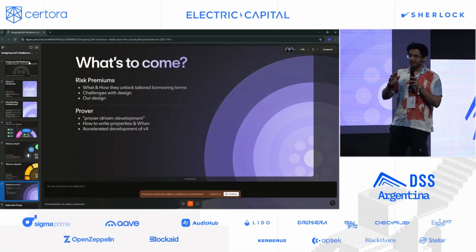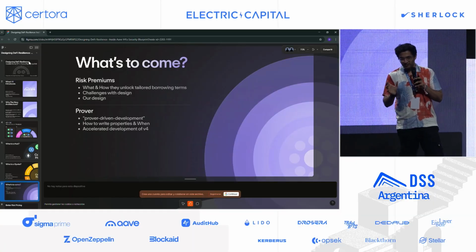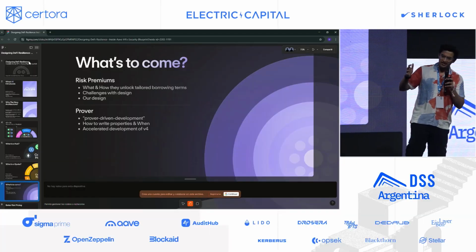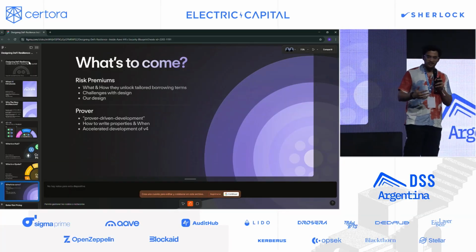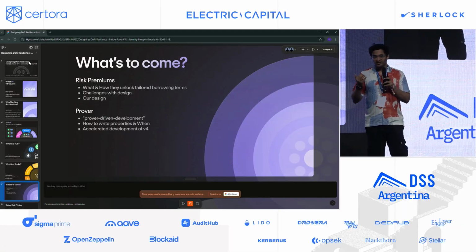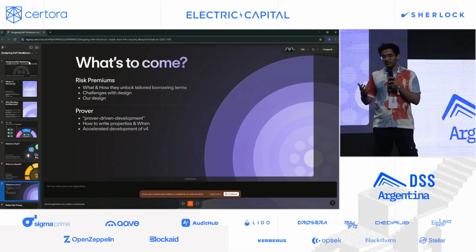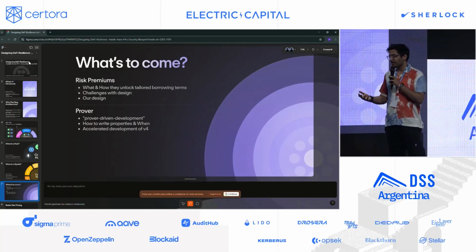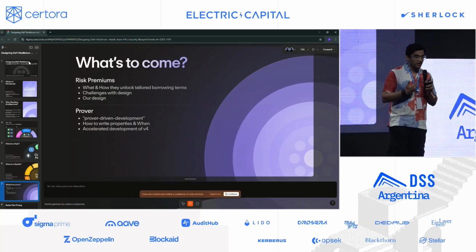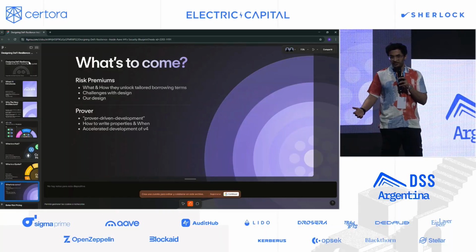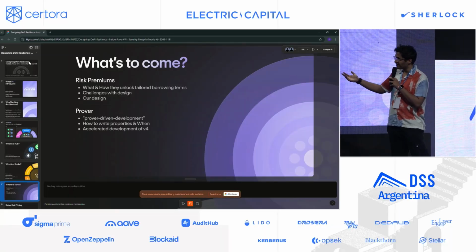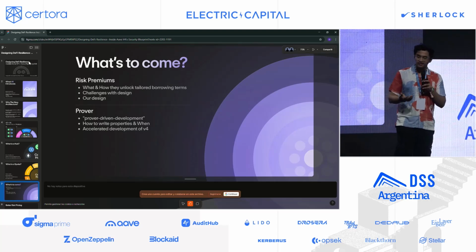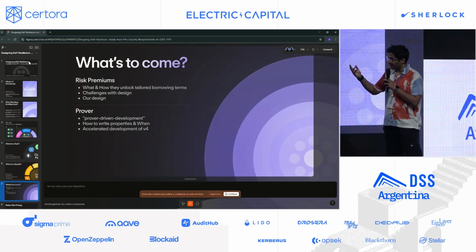We're going to talk about risk premiums and how we implemented something which most lending protocols don't, which is variable interest rates for each borrow position. We're going to see why this is important, what design challenges we faced while building this, and how we fixed them. Then we're going to introduce a new paradigm that we learned during the development of Aave V4, which is called prover-driven development. We're going to talk about how this accelerated the development of V4 and some tips apart from this as well.